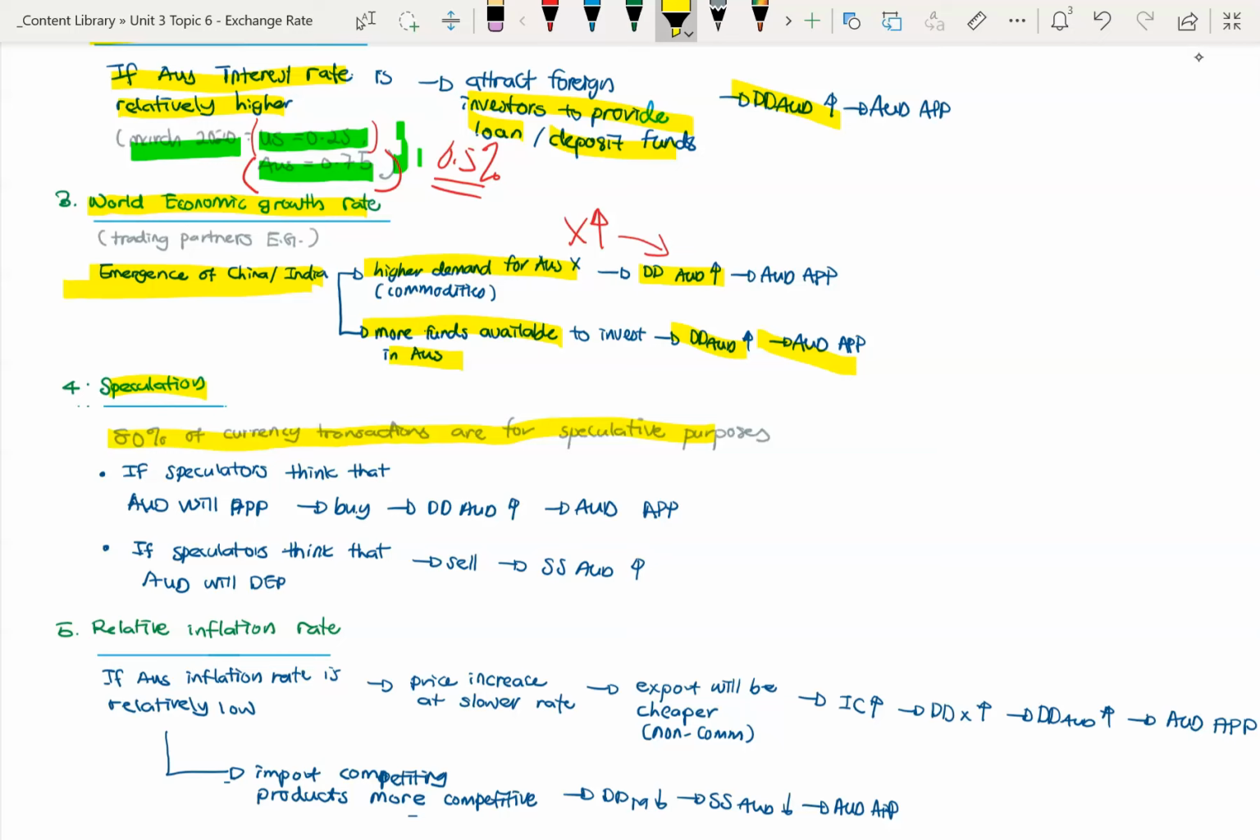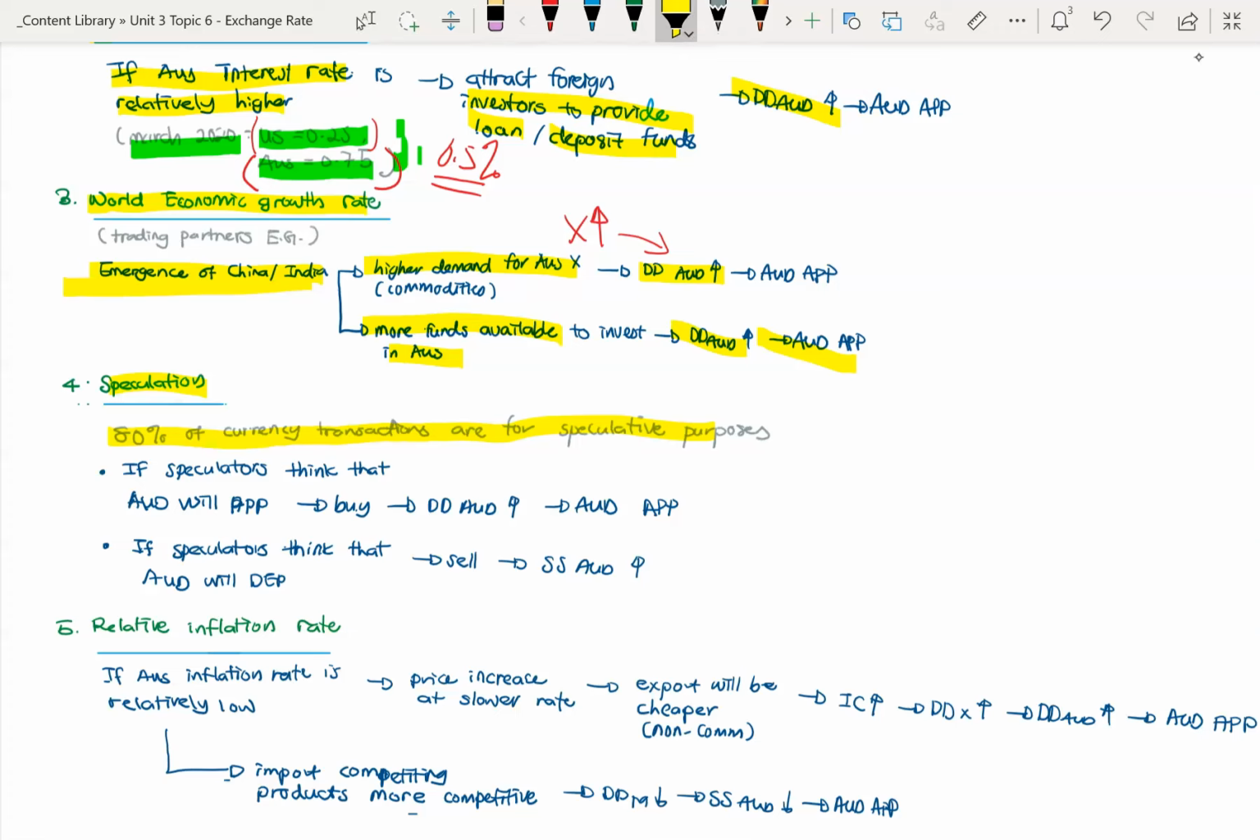Okay, because they can buy now, appreciate, sell it. Depreciate, buy, appreciate, sell it. It's so simple for them to do it online. So if speculators, for example, think that Australian dollar is going to appreciate, they will buy now and demand will increase and it appreciates. So once appreciated, then they will sell it. If they think the Australian dollar is going to depreciate, oh, they have a lot of Australian dollars in hand, quickly sell it off. This results in higher supply of Australian dollars and causes the Australian dollar to depreciate.